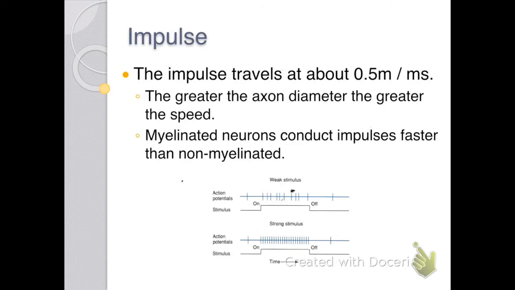The impulse can travel about 0.5 meter per millisecond. Okay, and remember, we're less than 2 meters long, so it can travel very, very quickly throughout our body. And there are some features of an axon that are going to make it travel faster. For example, if an axon has a larger diameter, the signal is going to be able to move with greater speed. And then in addition, if an axon is myelinated, which I'm going to talk more about in just a moment, it can travel faster in a myelinated neuron as well.